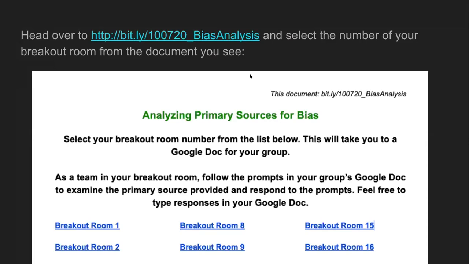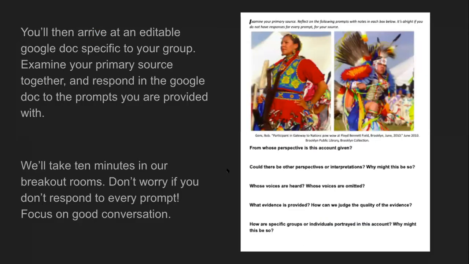But once you get to your breakout room, you'll be at this kind of landing page from the link that Charlie's going to share. And then you can just click. This is a Google Doc. You'll click on the link for your own breakout room, and that will take you to a document that allows you as a group to work together in your breakout room to analyze a primary source. So examine that primary source together and respond in the Google Doc. You can type in that Google Doc to the prompts that you're provided with.